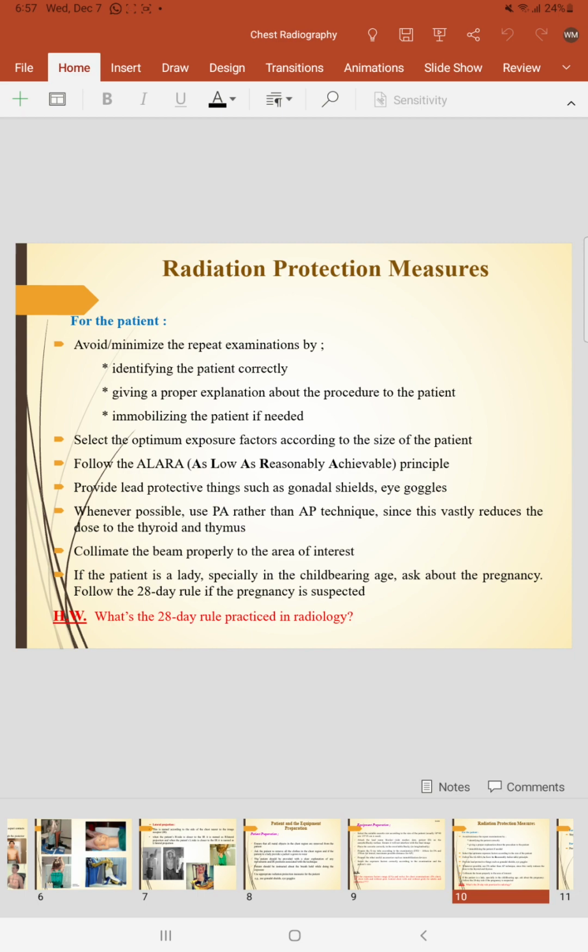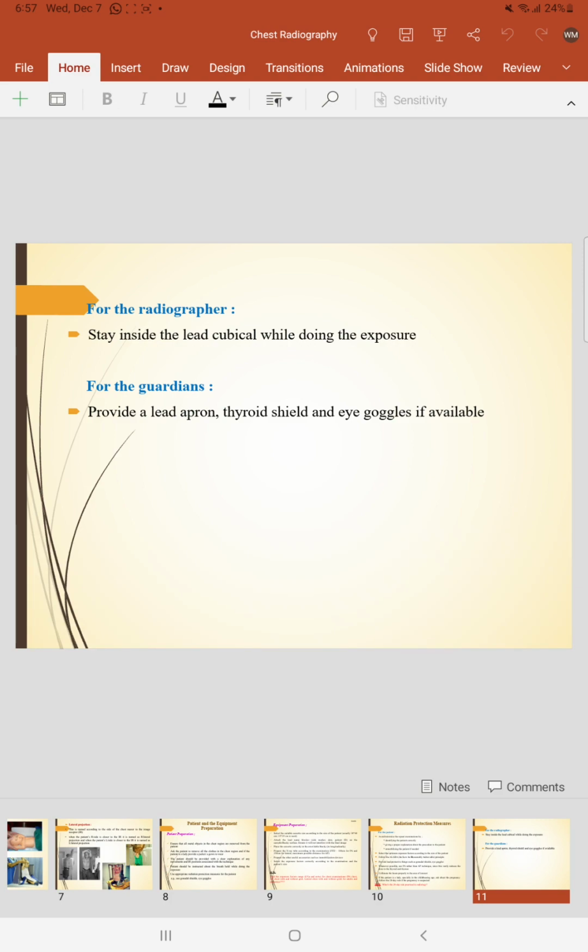Collimate the beam properly to the area of interest. If the patient is a lady, especially of childbearing age, ask about pregnancy. Follow the 28-day rule if pregnancy is suspected. For the radiographer, stay inside the lead cubicle while doing the exposure. For the guardians, provide a lead apron, thyroid shield and eye goggles if available.